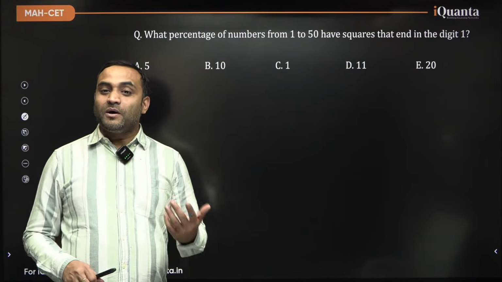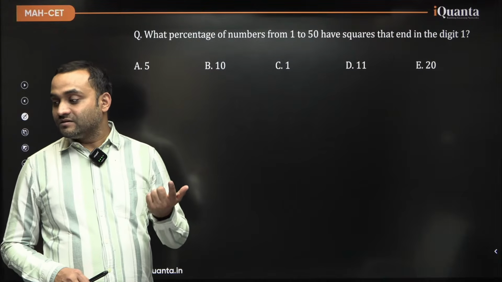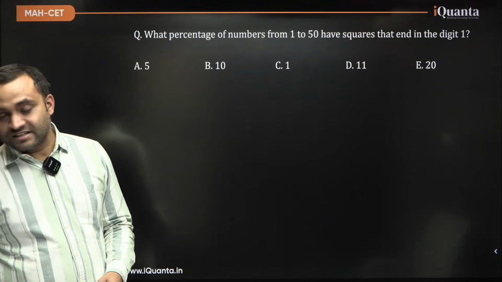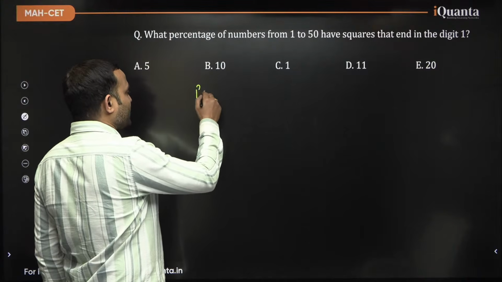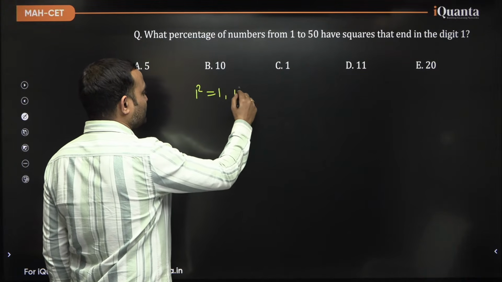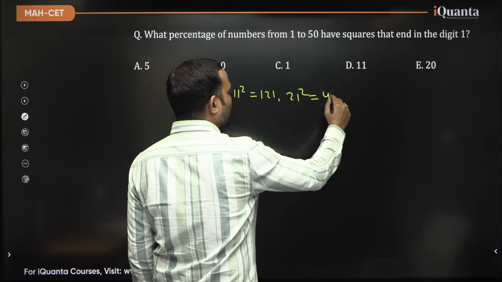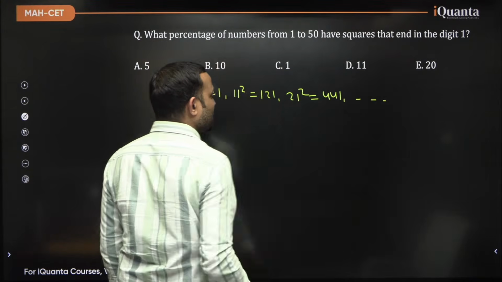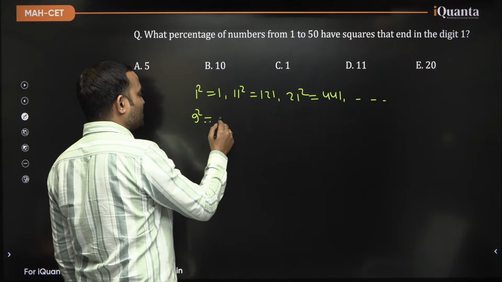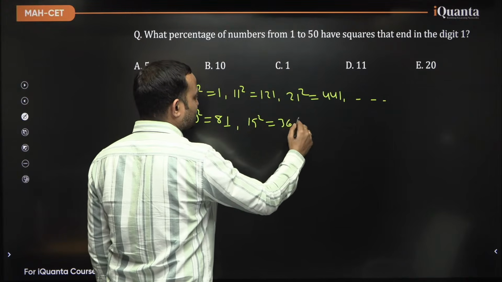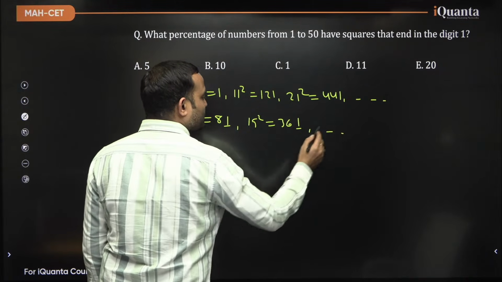What kind of numbers when squared end with 1? Yes, Yashika, your answer is correct. देखो, 1 square will end with 1, 11 square is 121, 21 square is 441 and so on. And then we have 9 square which is ending with 1, then we have 19 square which is 361. So what will be those numbers?